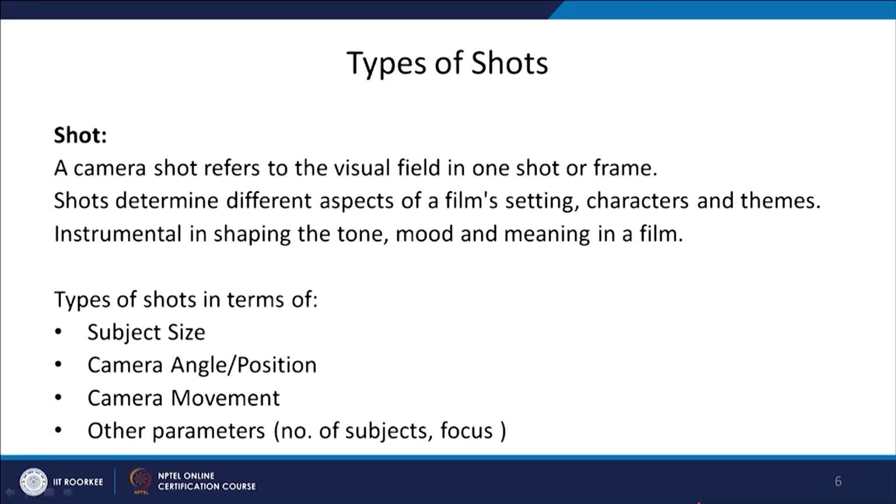There are different types of shots also. The word shots refers to the visual field which is available in one frame or in one shot. These determine different aspects of a film setting, characters as well as themes also. They are instrumental in shaping the tone and the mood and as well as the meaning of a film, and there may be different types of shots in terms of the subject size, the camera angle, the camera movement, etc., which we would discuss right now.